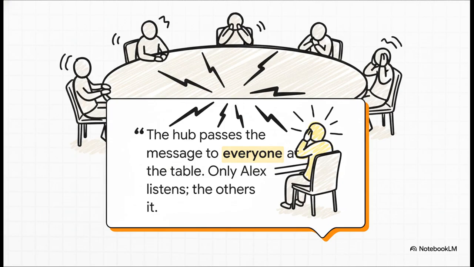Imagine you're at a round table and you want to tell your friend Alex a secret. If you're using a hub, you don't pass a quiet note. No, you stand up and you shout the secret to the entire table. Everybody hears it, but hopefully only Alex is actually listening. It might get the job done, but it's incredibly noisy, insecure, and super inefficient.